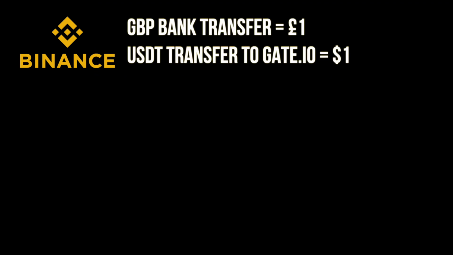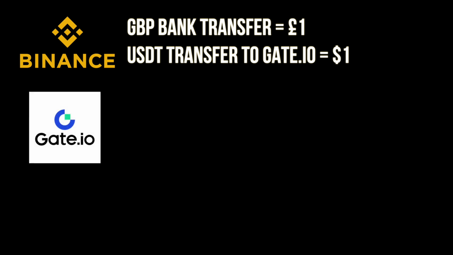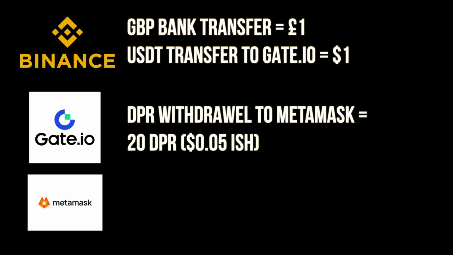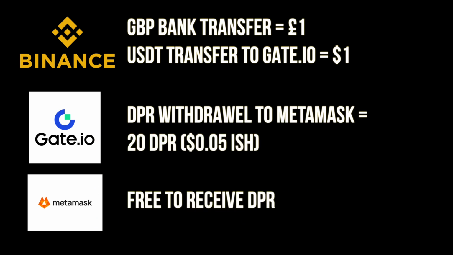So the first charge was from Binance, and that was to transfer fiat money into the Binance account. So it was £1 for the transfer and then $1 to send the USDT that I bought to Gate.io. Gate.io only charged me to withdraw the DPR to the MetaMask, and that was only 20 DPR, which at the minute is only about 5-7 cents. Then MetaMask, there were no fees at all because it's free to receive everything, because the gas is paid by the person sending it. So the total cost to me from start to finish was $2.15.